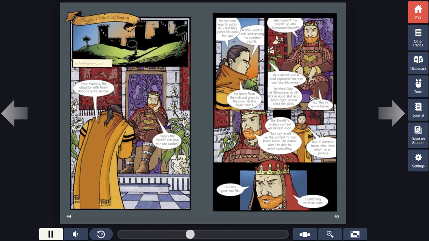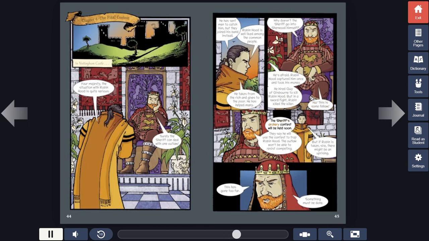He has helped many. Why doesn't the sheriff go into Sherwood himself? He's afraid. Robin Hood captured him once and took his money. He hired Guy of Gisborne to kill Robin Hood, but in a sword fight, Robin killed the killer. Ho! This is some fellow.